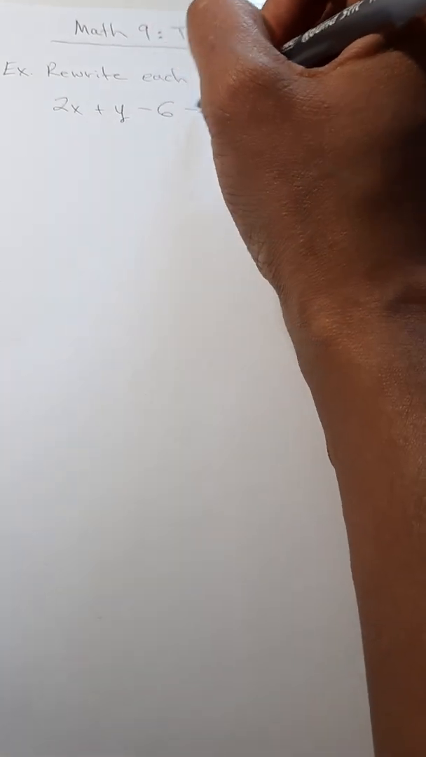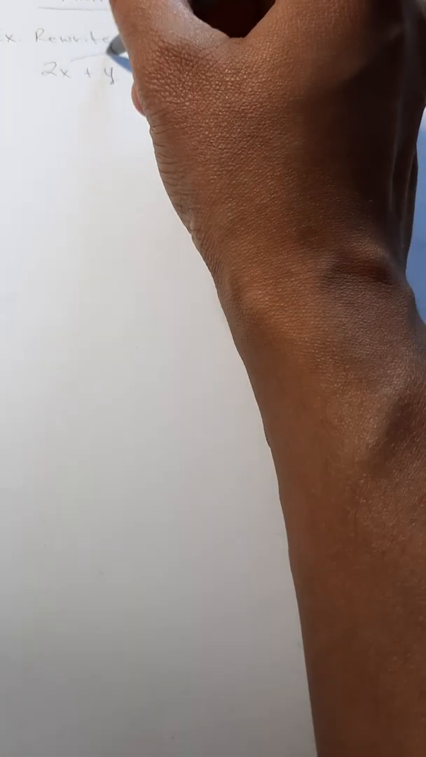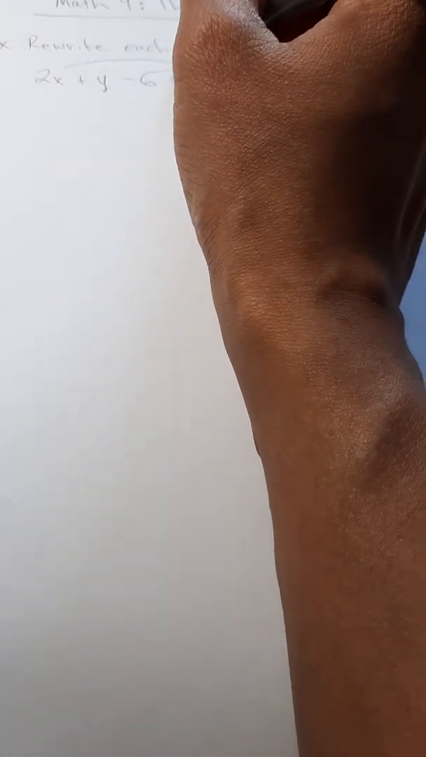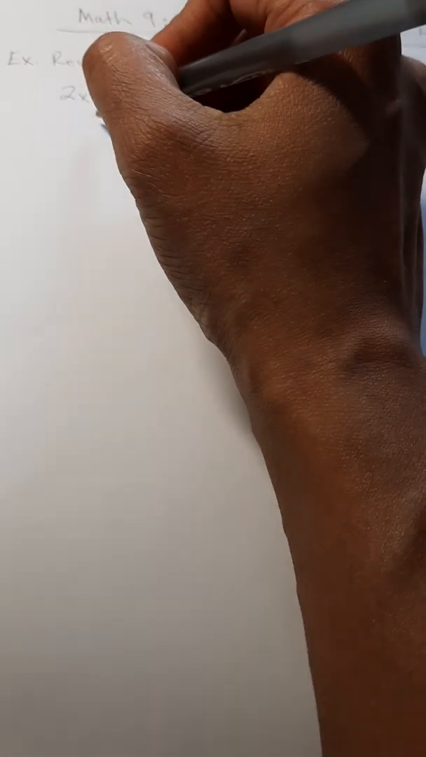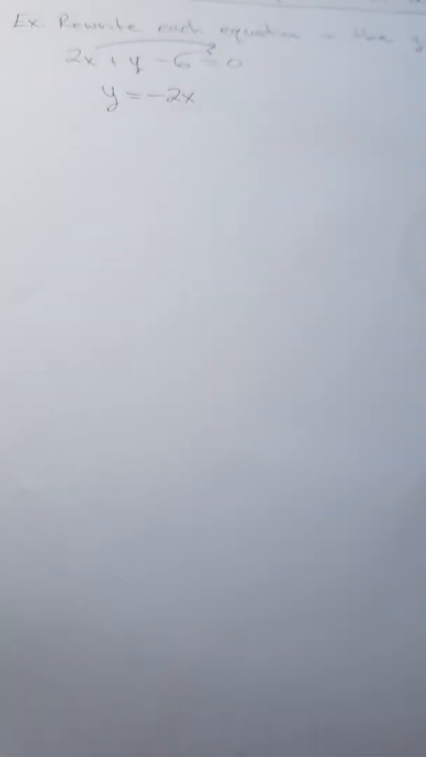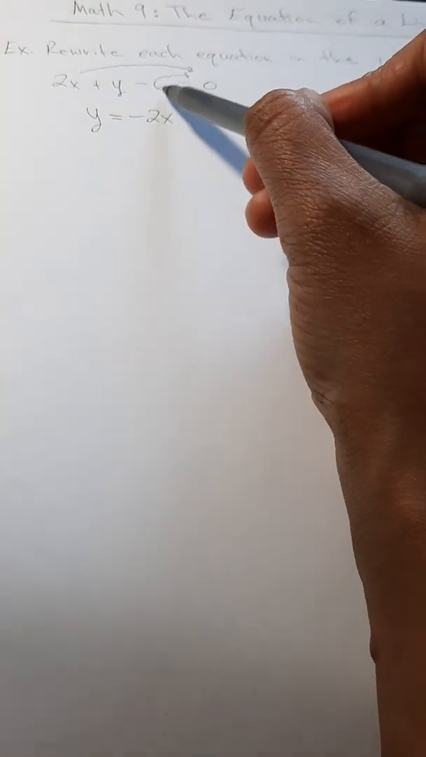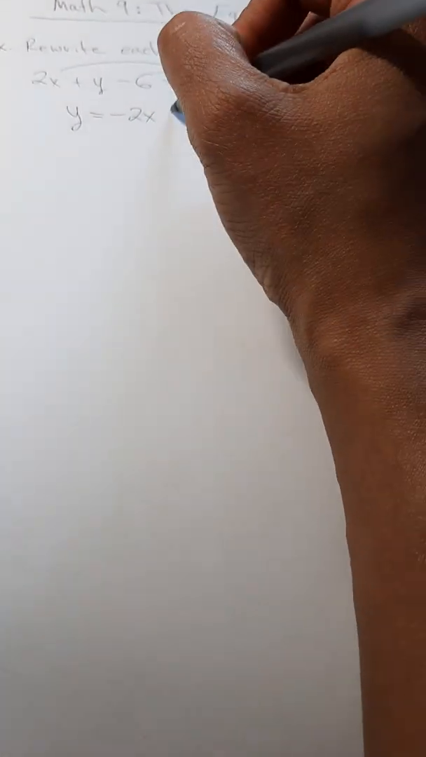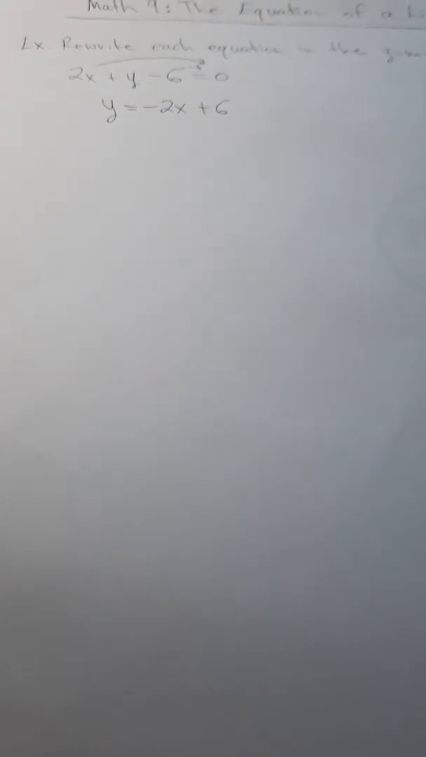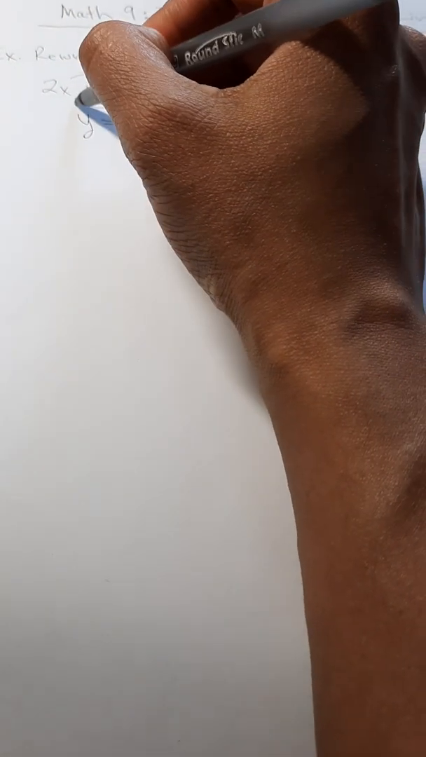So say I have 2x plus y minus 6 equals 0, okay? So this is my equation. I want to keep the y on one side, okay? So what we're going to do is take the 2x to the other side along with the negative 6. So y equals, and when you take the 2x across the equal sign, change the sign, so I have negative 2x. And I notice on the left side here, it's negative 6. You take it to the other side, and it becomes positive 6. So this is my equation here.